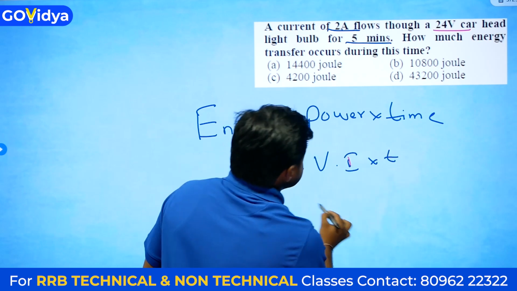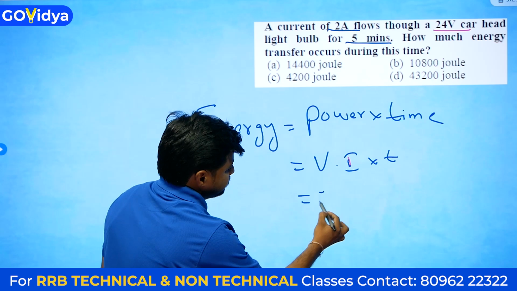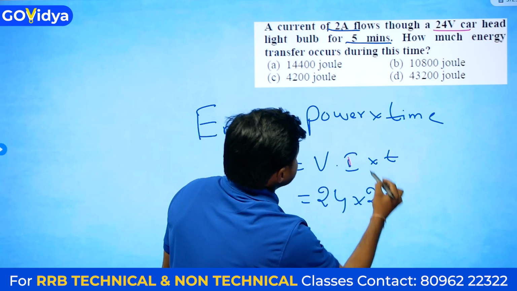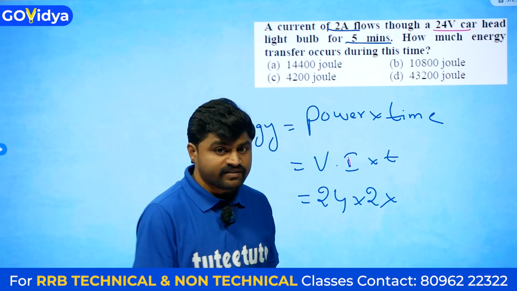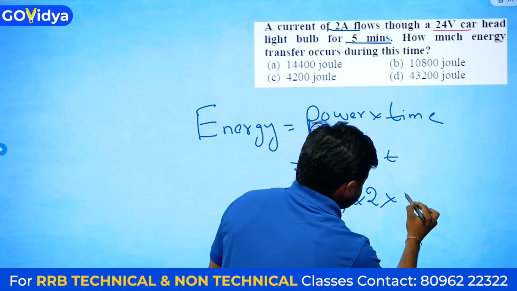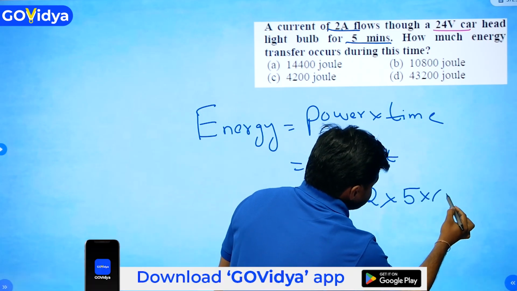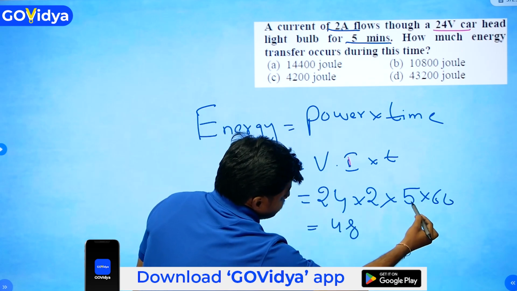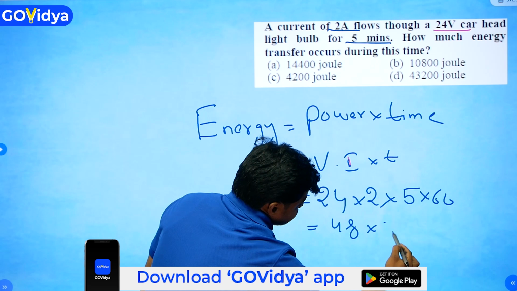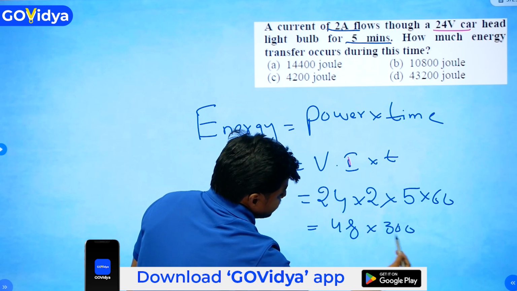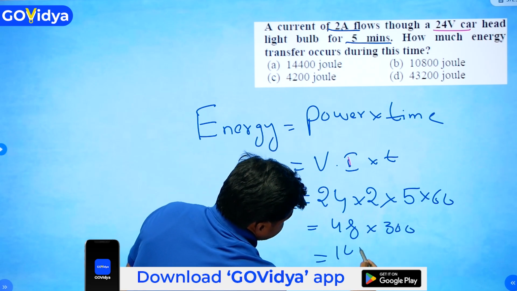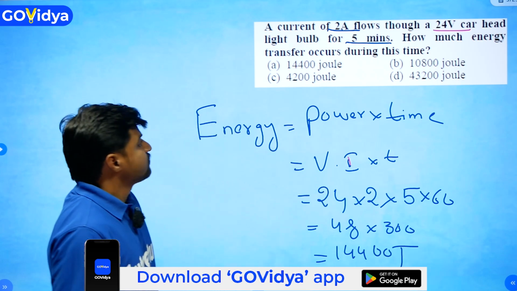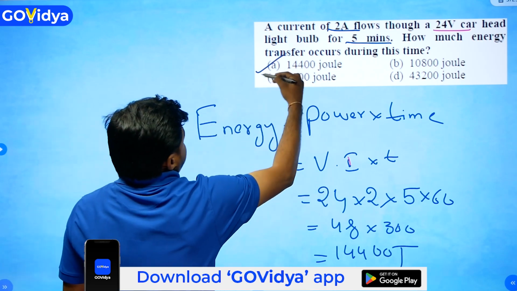Voltage is given as 24 volts, current is 2 amperes, and time is 5 minutes. We have to convert 5 minutes into seconds: 5 into 60, which is 300. 24 into 2 is 48. 48 into 300 is equal to 14400 joules. From the options, option A is the correct answer.